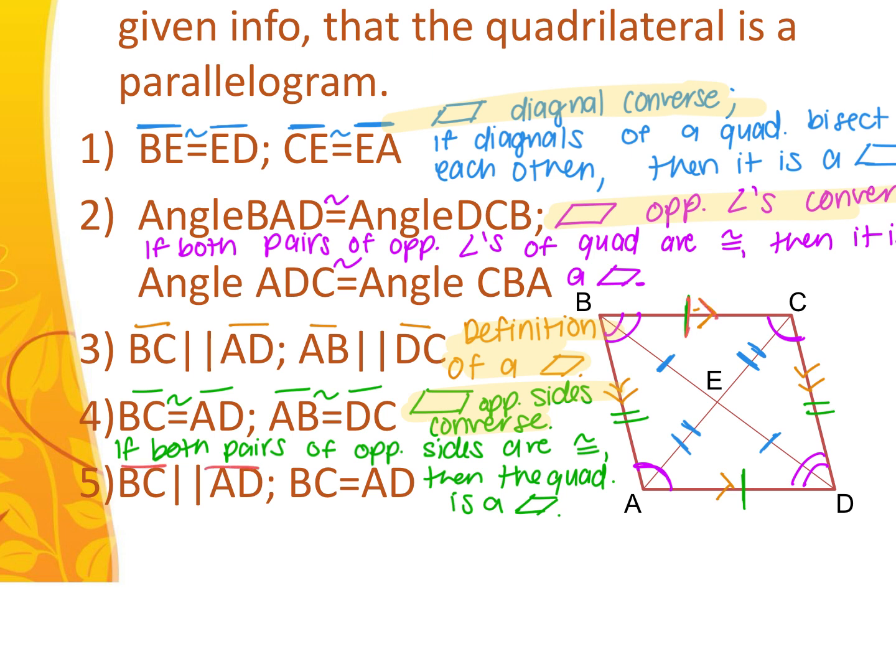BC is parallel to AD, and AD is congruent to BC. Okay, so now I'm only dealing with one side. So what's this one? It's opposite and parallel. This is just called opposite sides, because I'm only dealing with the sides. Opposite sides parallel and congruent theorem. That's the last one.